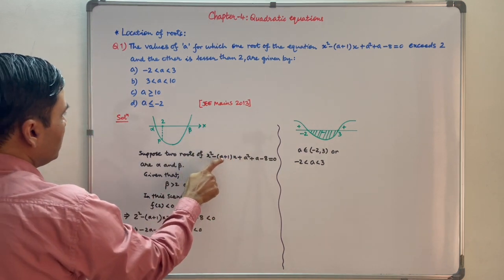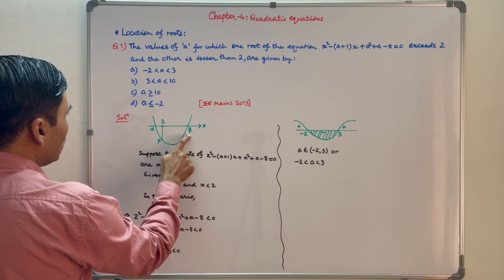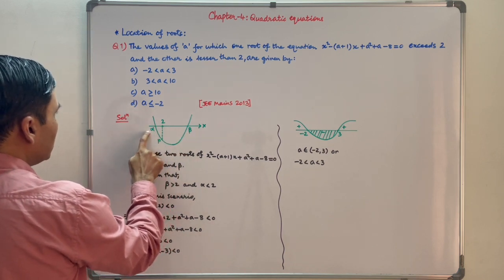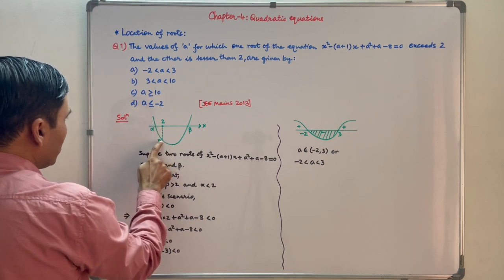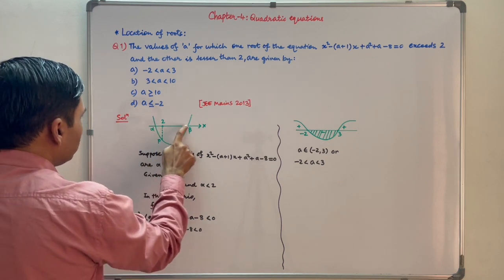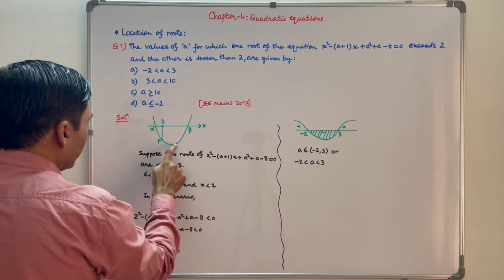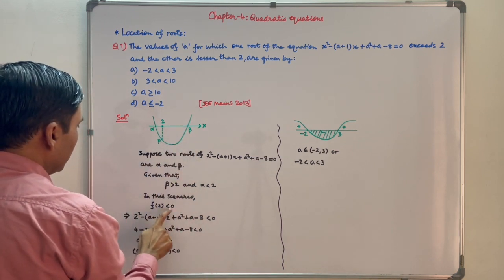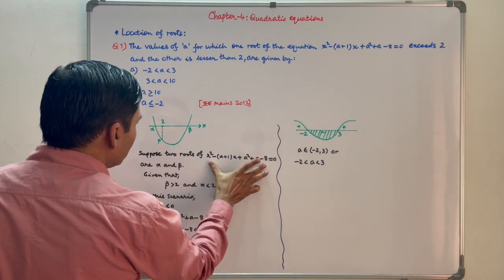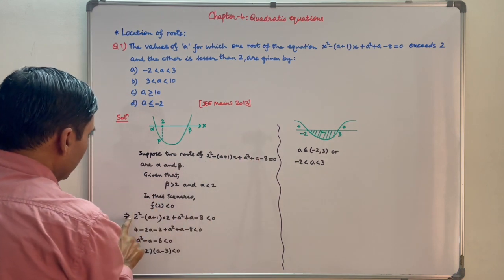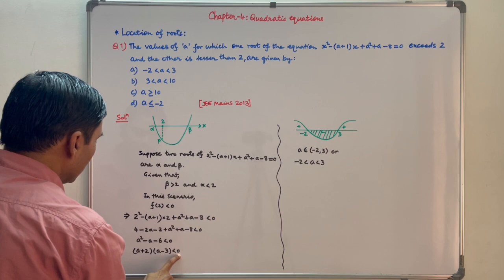Suppose two roots of the given quadratic equation are alpha and beta. It is given that one root is more than 2 and the other root is less than 2. F2 will be represented by a point P on this curve between alpha and beta. So quite clearly F2 will be negative. So F2 is less than 0. Put x is equal to 2 in this expression to get F2. So the inequality we get is (a plus 2) into (a minus 3) is less than 0.